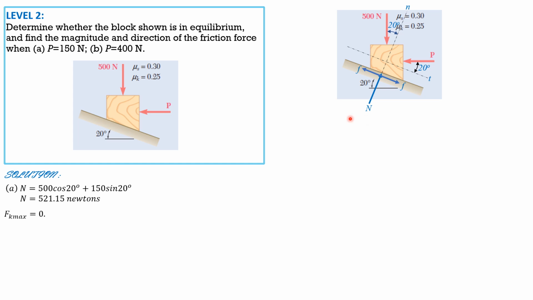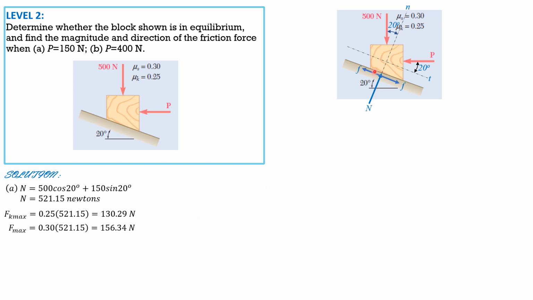So Fk max is mu sub k, which is 0.25 of N, 521.15, so it is 130.29 newtons. Then F max, when we have impending motion or the block is in equilibrium, the maximum frictional resistance is 0.3 of 521.15, so 156.34 newtons.